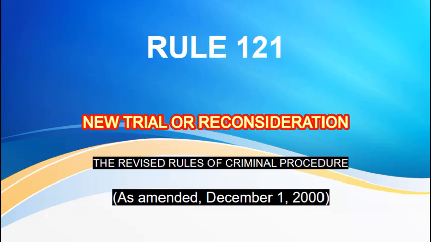C. In all cases, when the court grants new trial or reconsideration, the original judgment shall be set aside or vacated, and a new judgment rendered accordingly. And that's it for Rule 121 of the revised rules on criminal procedure.